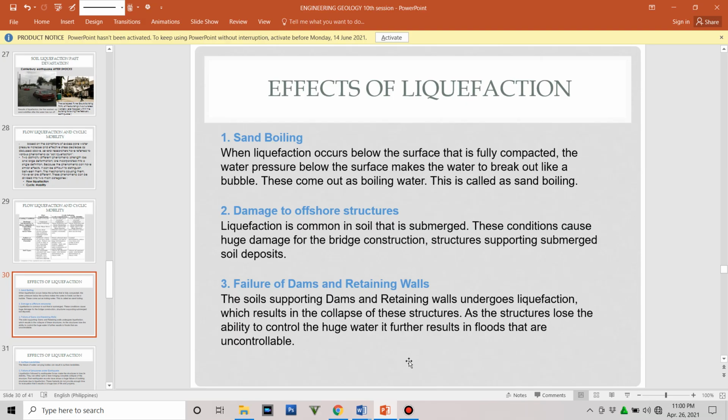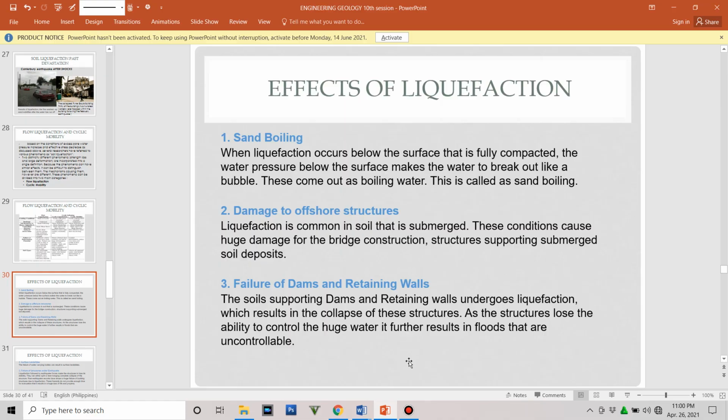Okay, so moving on to the effects of liquefaction, we have first, sand boiling. When liquefaction occurs below the surface that is fully compacted, the water pressure below the surface makes the water to break out like bubble. So this come out as boiling water. This is called the sand boiling. Okay? So may mga exit kasi sa surface and yun, tataas yung materials.